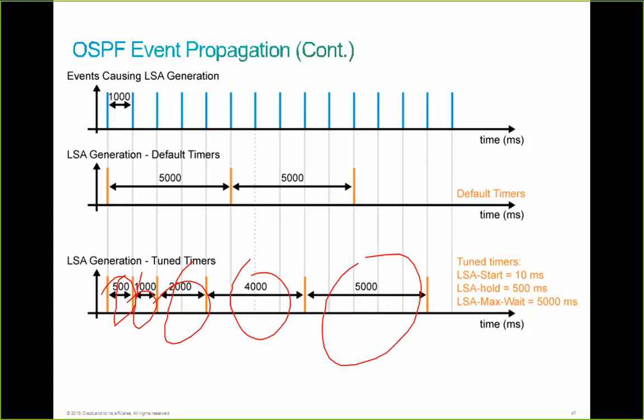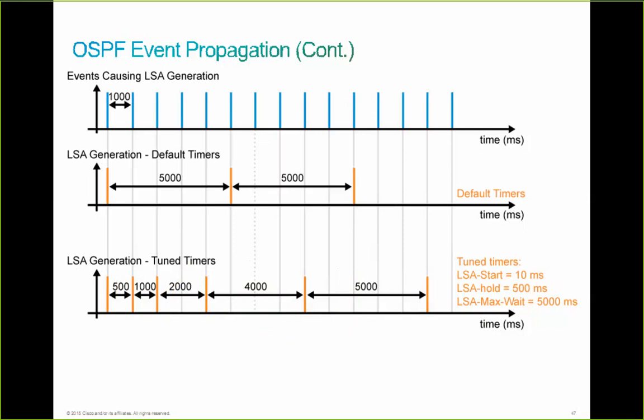Now, once the network stabilizes, here's a very important concept. Once the network stabilizes and the LSAs stop getting propagated, we reset everything back down to its initial values. So we're going to go back down to 10 milliseconds for our start time. We're going to go back down to 500 milliseconds for our hold interval, and we'll go back up to 5,000 for our max interval. All right?